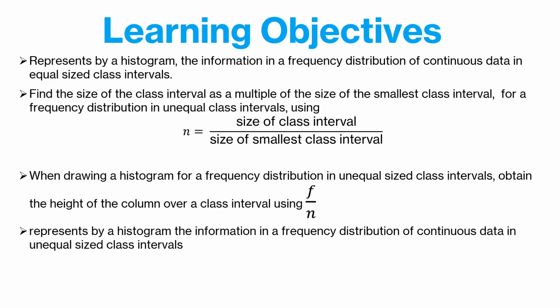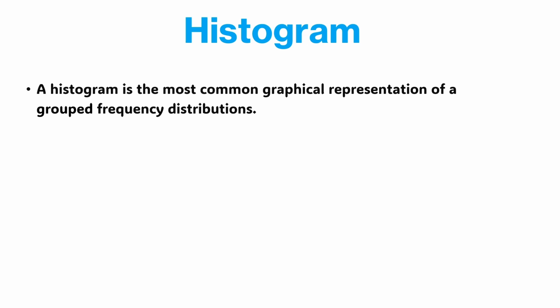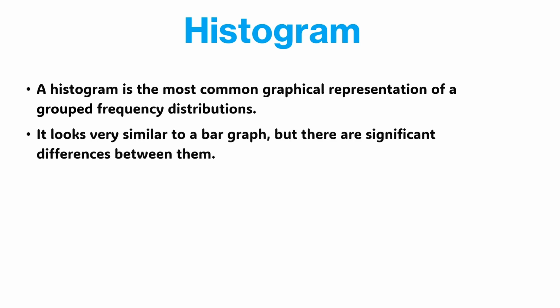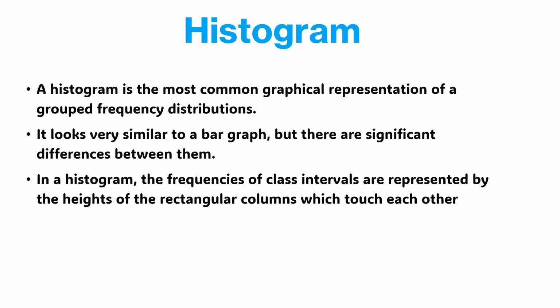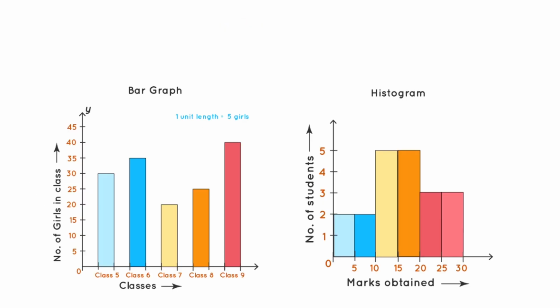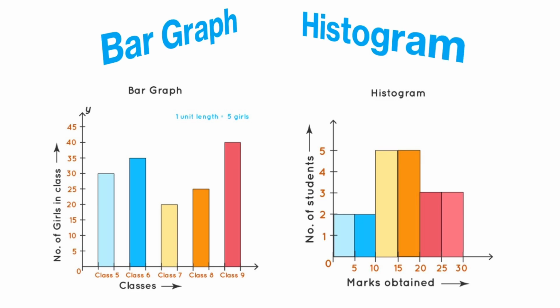Okay, children, tell me what is a histogram and how it looks like. A histogram is the most common graphical representation of a group frequency data, and it looks very similar to a bar graph, but there are significant differences between them. Now, can you see these two pictures? Bar graph and histogram. Now, we'll compare these two diagrams, okay?